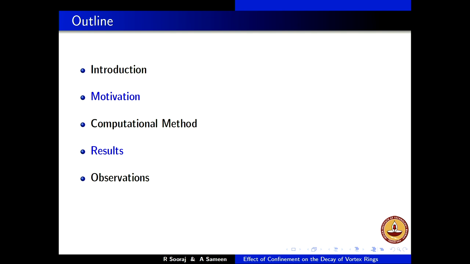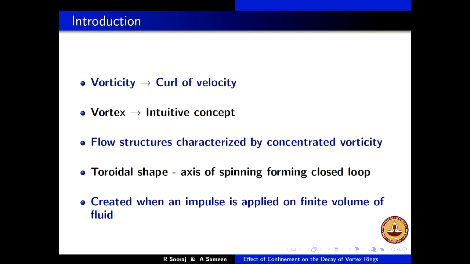So, this is the general outline of my talk. I'll give a general introduction to what vortices are and then what vortex rings are, and in the case of a confined environment, the evolution of vortex rings, and the motivation for doing that. Then in this study we rely on numerical methods. I'll explain the computational method briefly, and I'll show the results that we have obtained, and with the observations I'll conclude.